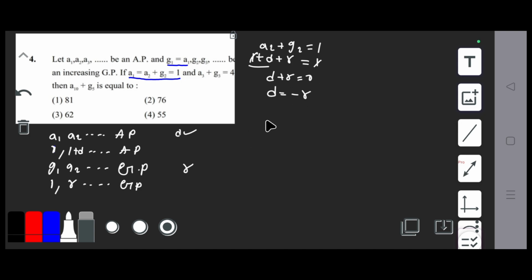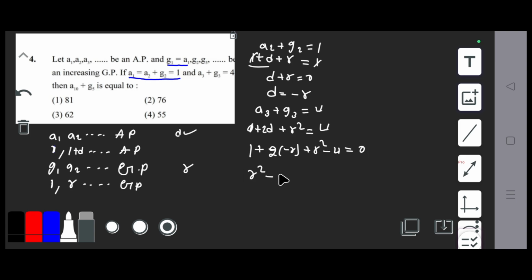Next relation, A3 plus G3 is equal to 4. A3 means 1 plus 2D, and G3 means R square, so 1 plus 2D plus R square is equal to 4, with D equal to minus R. Substituting, 1 plus 2 into minus R plus R square minus 4 is equal to 0. So the equation is R square minus 2R minus 3 is equal to 0. So R is equal to 3 and R is equal to minus 1. Minus 1 is not satisfied, so R is equal to 3 is the right answer.